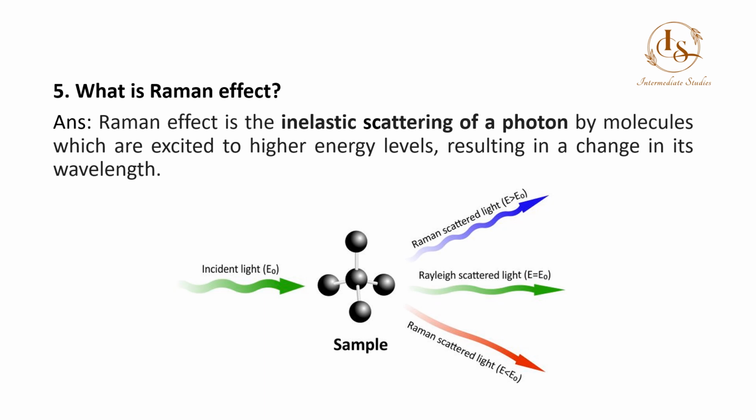Whereas here, if you see the wavelength between these lower energy levels and higher energy levels, we can observe some change in its wavelength. Here the wavelength is more, and here the wavelength is less. So we can observe some change in its wavelength. So this effect we can call the Raman effect. Okay. Next question.